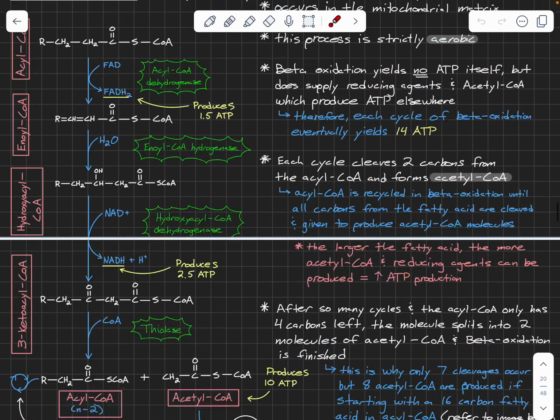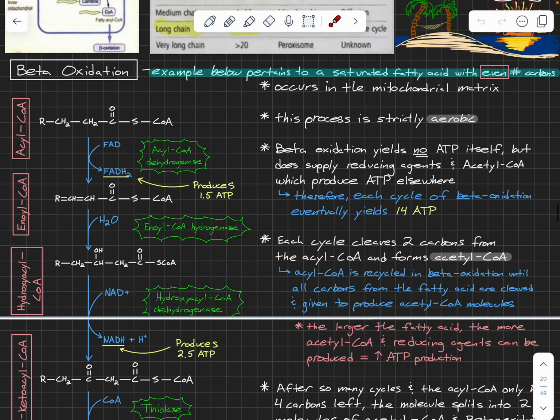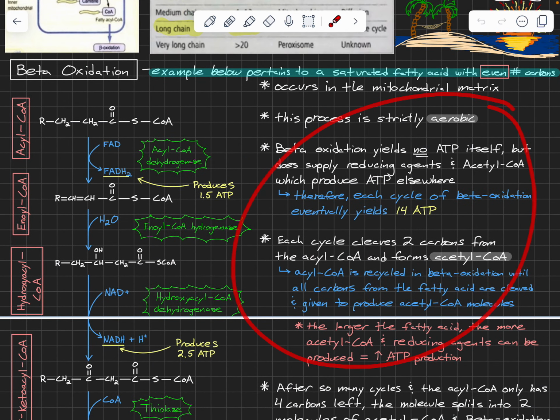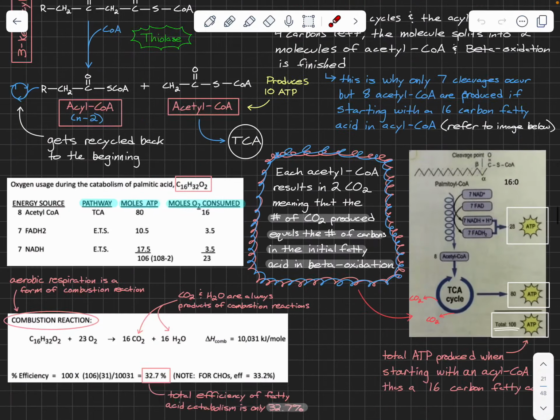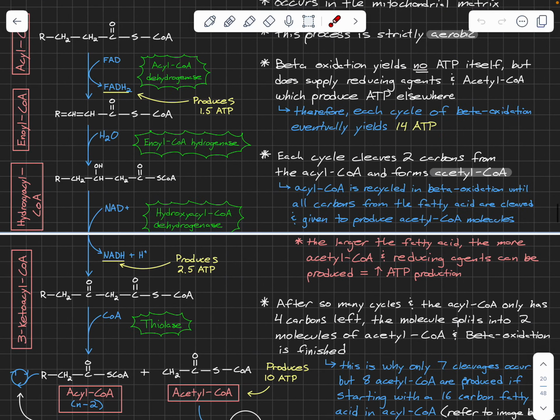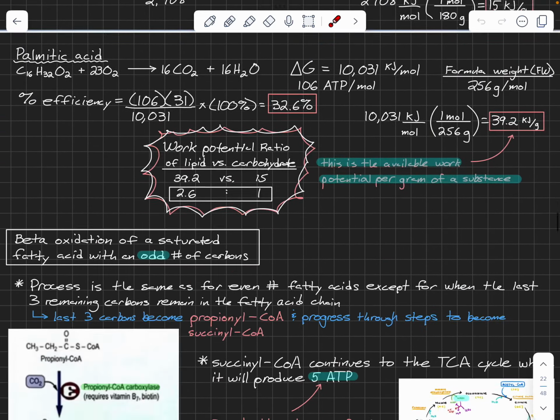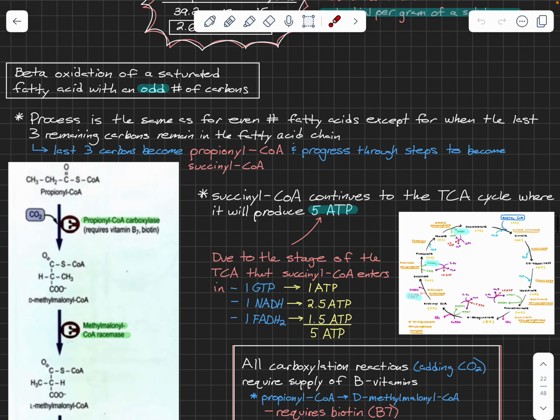So when we were talking up here, we were talking about even number carbons, or saturated fatty acids with an even number of carbons. So like 16 carbons, 18 carbons. And we know that we cleave in twos. So what happens when we get an odd number of carbons? Well, we are going to be talking about propionyl-CoA.